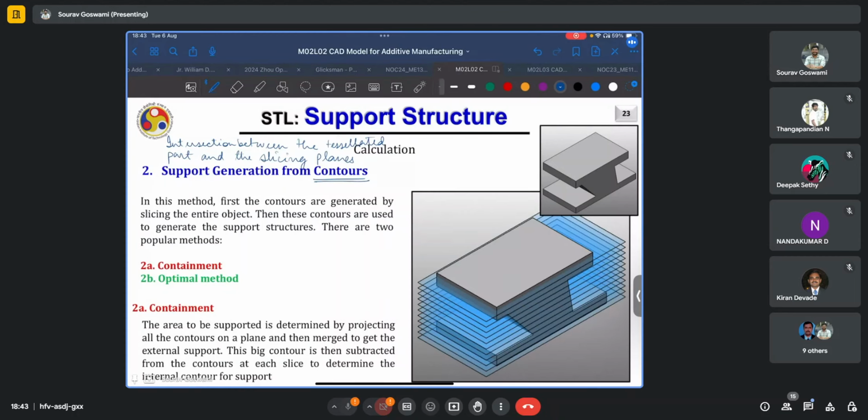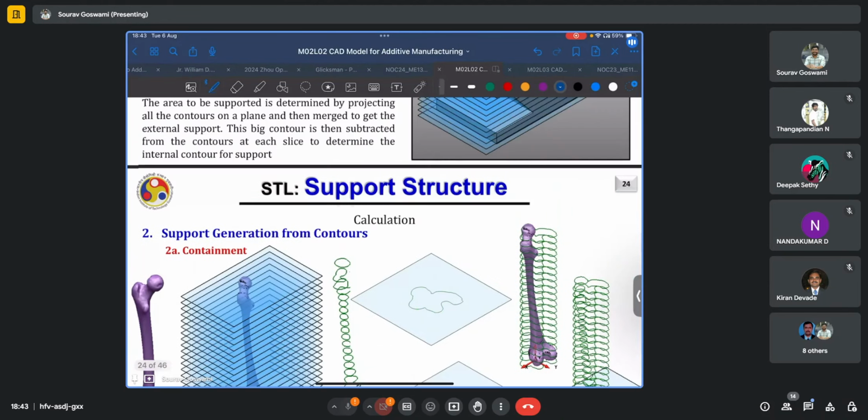And then there are two methods of such support generation. One is the containment method, the other is the optimal method, as you can tell by the name. The second one is more optimum. Now in containment, the area to be supported is determined by projecting all the contours on a plane and then merging them to get the external support. This big contour is then subtracted from contours at each slice to determine the internal contour for support.